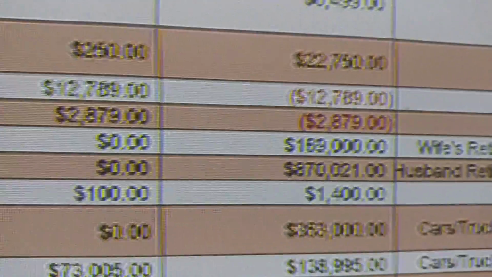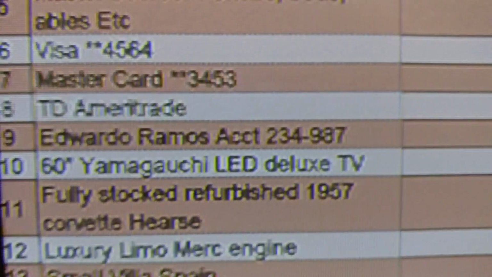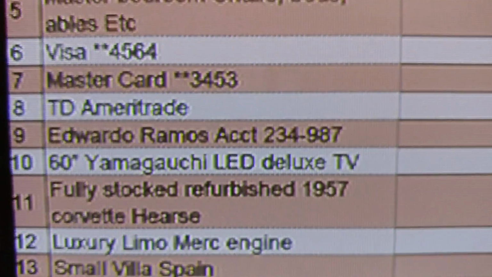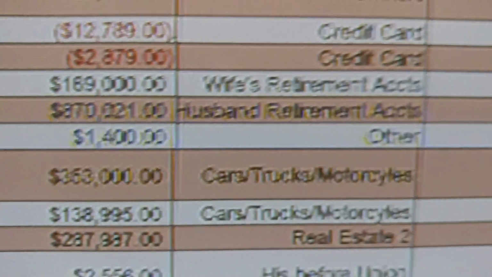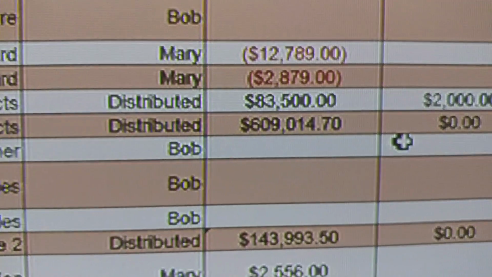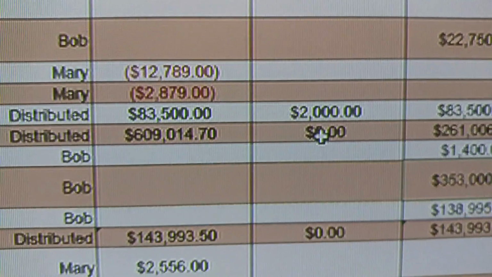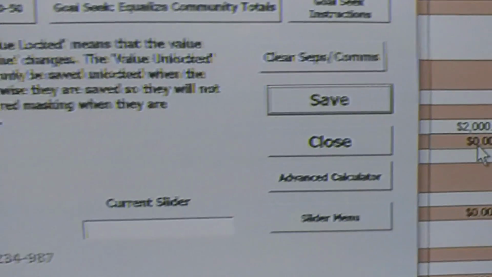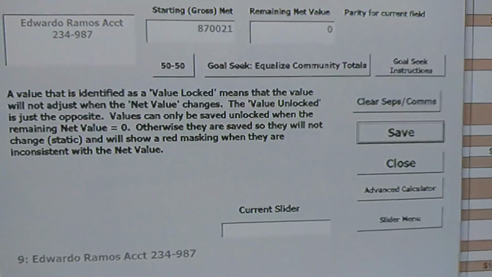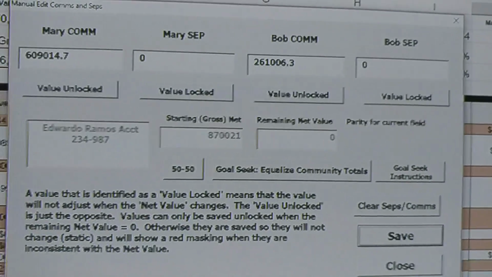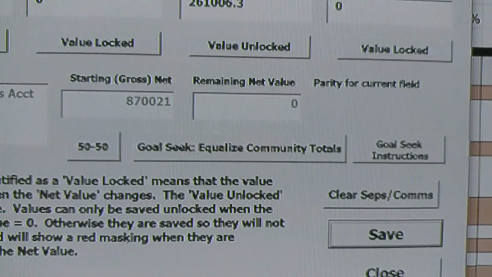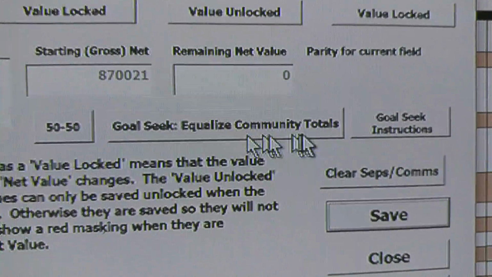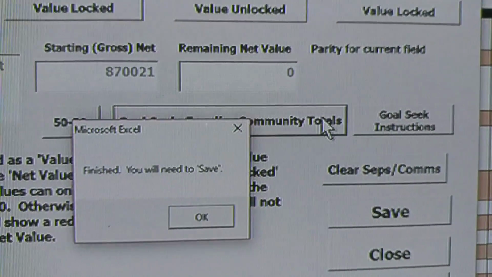Let's go find that again. See, that was the Edward Ramos account, and we're going to follow that across. And there it is right there, and she's going to double click it. It comes up with the calculator, and most of you may have started to notice this button towards the center that says Goal Seek Equalize Community Totals. She's going to go ahead and give it a click.